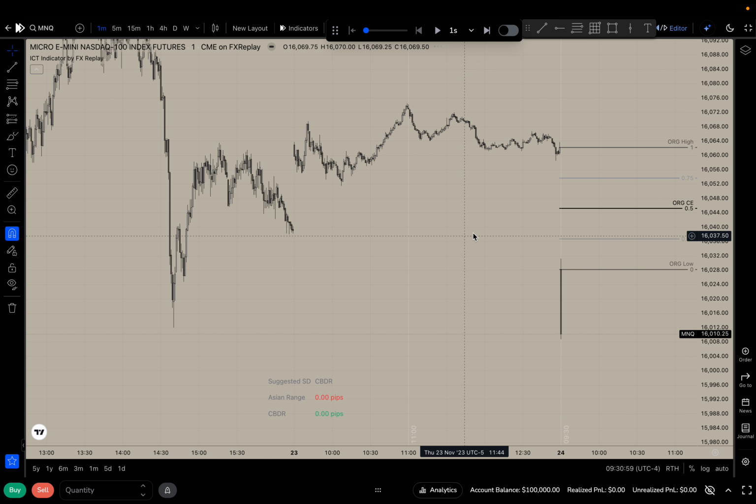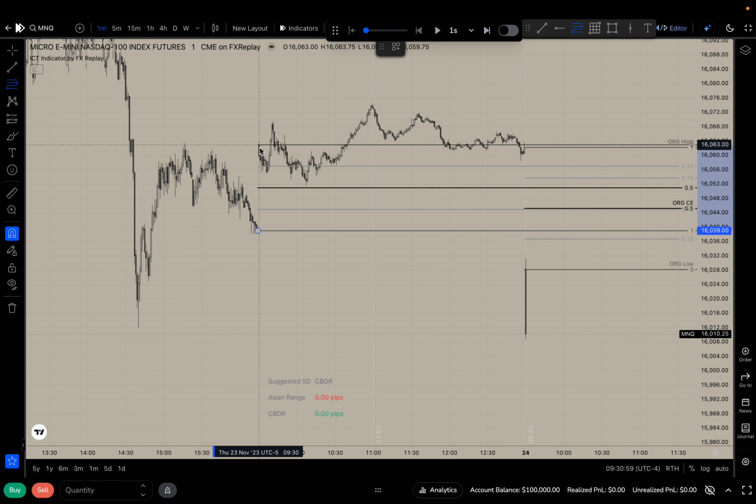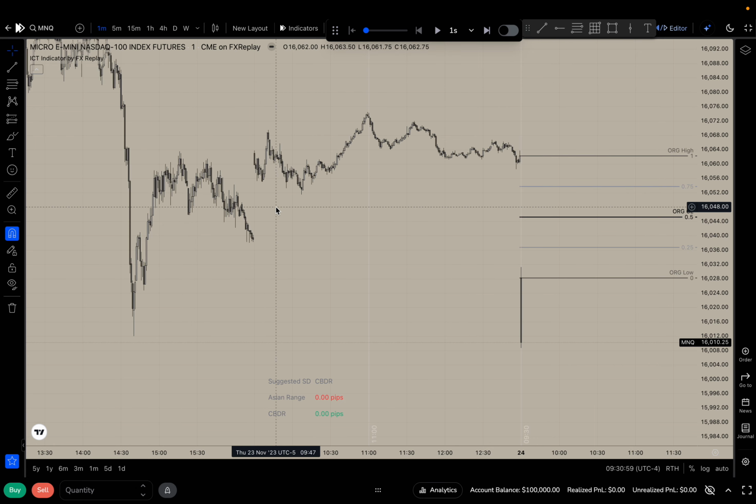I always mark out the opening range. The opening range here hasn't been filled, but it largely overlaps here. If we have this right here, these levels overlap roughly. So I see absolutely no reason to really have that there.